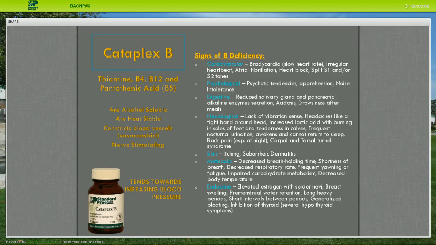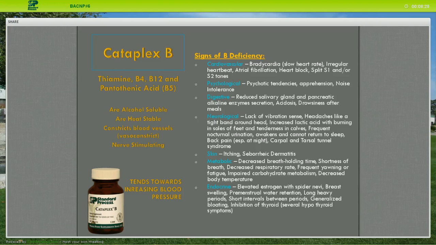The thing about Cataplex B is these are the vitamins that tend to be more heat stable and they dissolve in alcohol. Now, remember, all B vitamins, all of them, are water soluble. They all dissolve in water. That's why when you give a synthetic crystalline version of a B vitamin, it often ends up in the toilet with very yellow urine. So it's obviously very easy to excrete in the urine because it is water soluble.